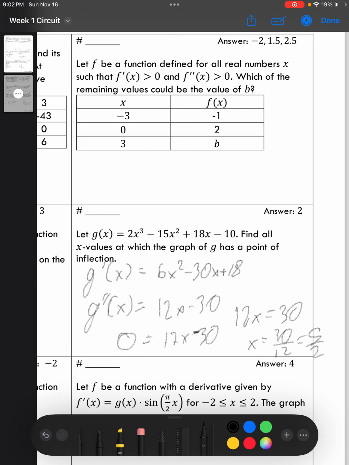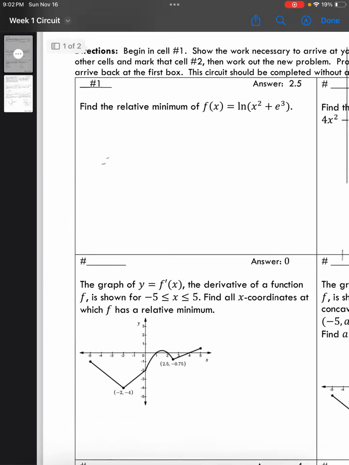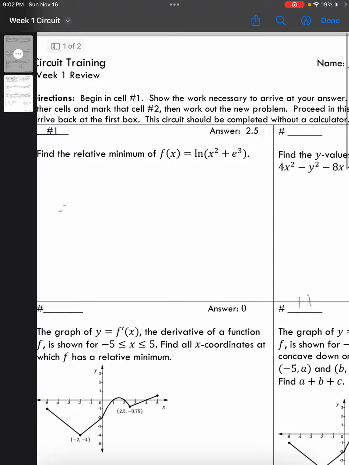Or also 2.5, I'm pretty sure. So this is the x value where g has a point of inflection. g double prime is equal to 0 at 2.5. So if we look at the original question, the answer is 2.5.